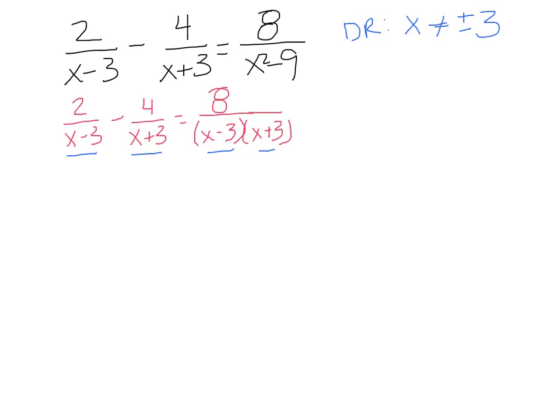Now our least common denominator. Well, the first fraction needs an x minus 3. The second fraction needs an x plus 3. The third one also needs an x minus 3 and an x plus 3, but that's already represented, so I'm good to go. Now we're going to multiply through by that least common denominator.